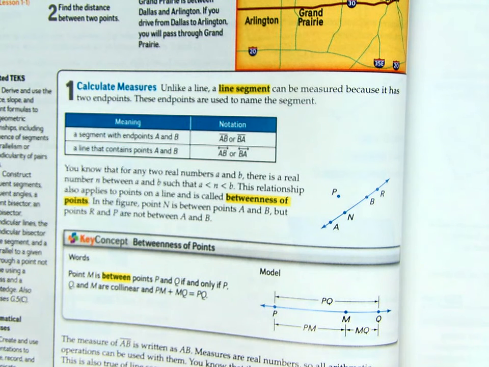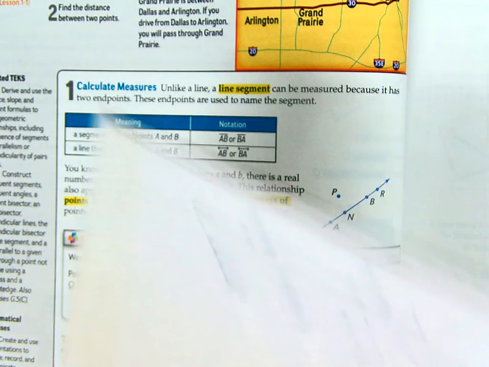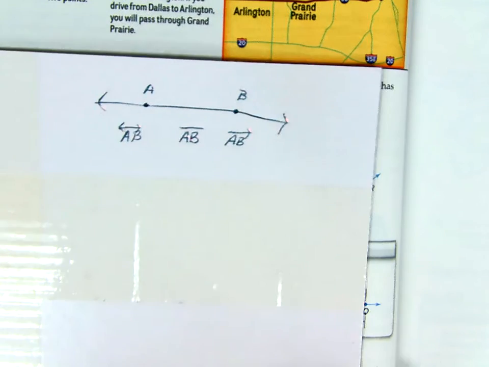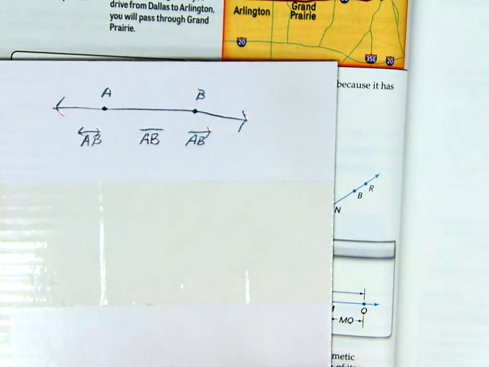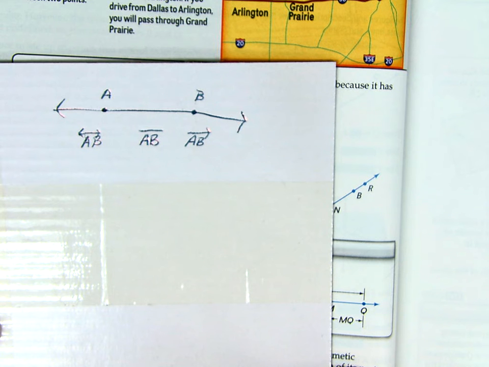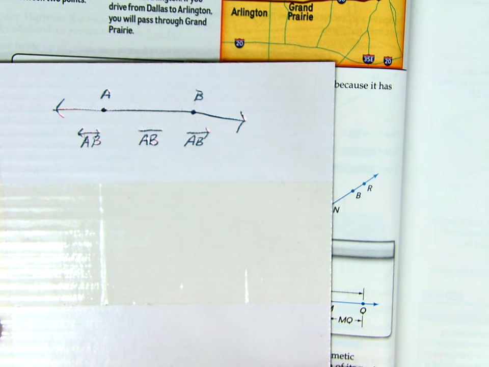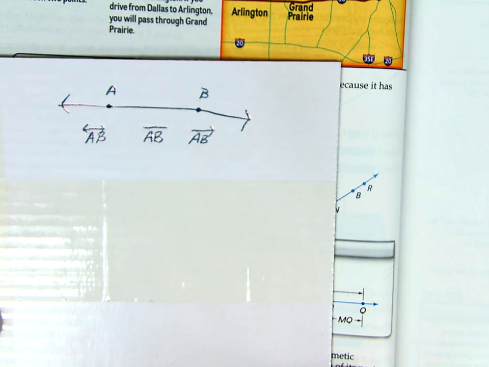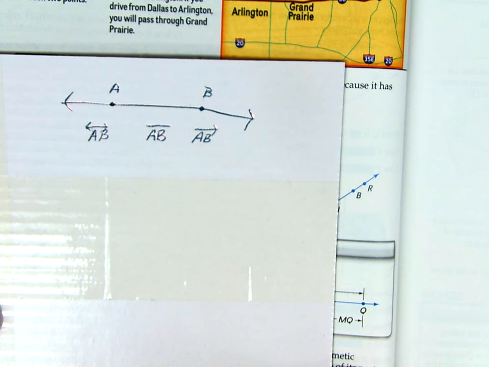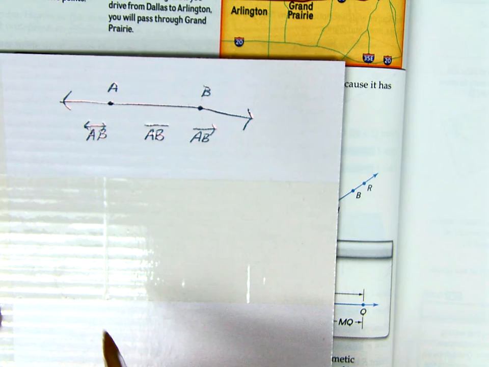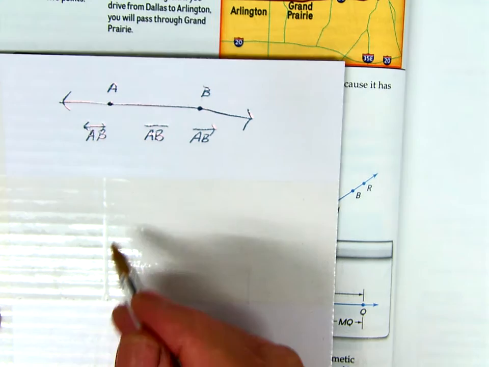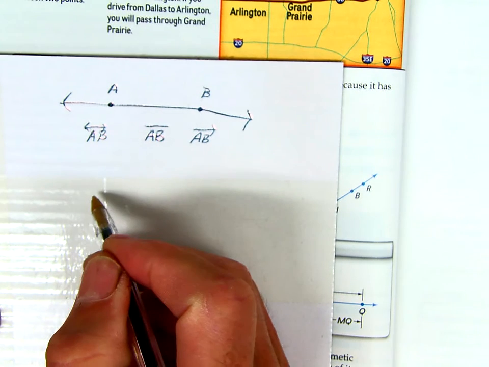Verbal representations. Word problem. You read it along and it starts using the word betweenness. Here's what I need you to get in your head about betweenness. Betweenness does not mean in the middle. Betweenness does not mean in the middle. It's not exactly halfway between.